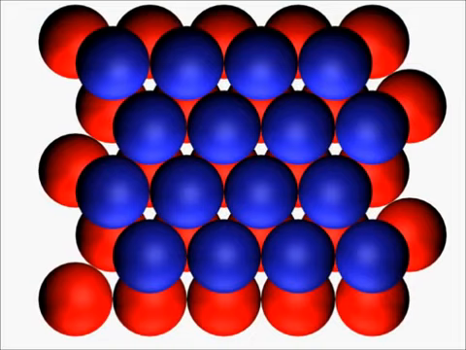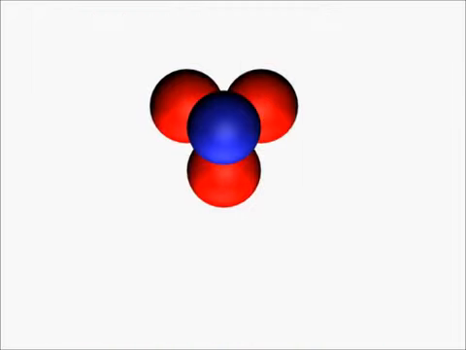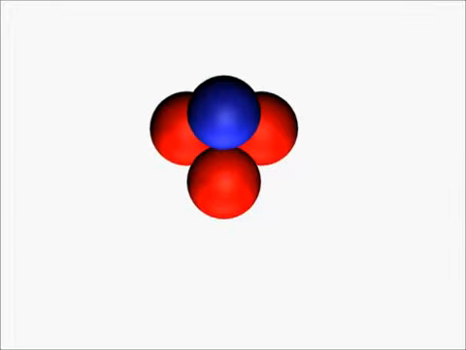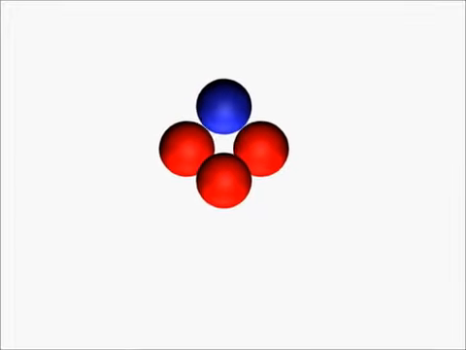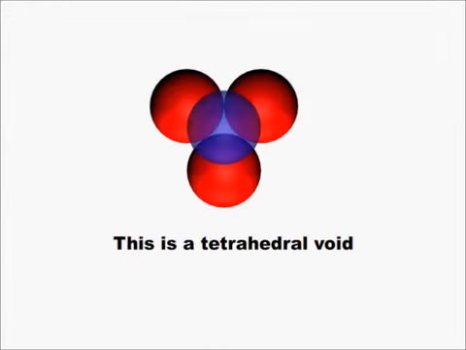The tetrahedral voids are created by four spheres. First, we make the spheres a little smaller in order to understand the shape. Then we join the centers of the spheres by straight lines. The shape is a regular tetrahedron. So the void is called tetrahedral void.